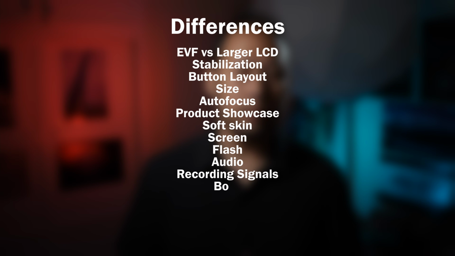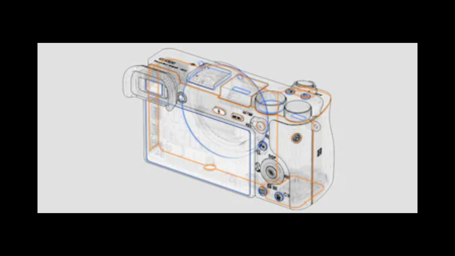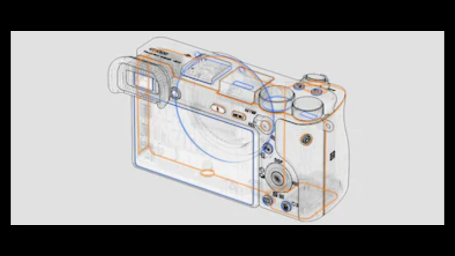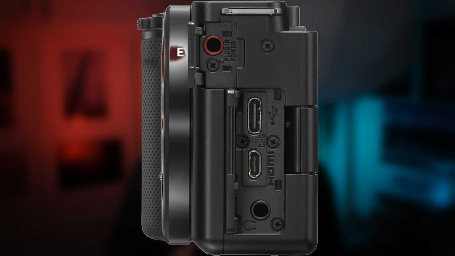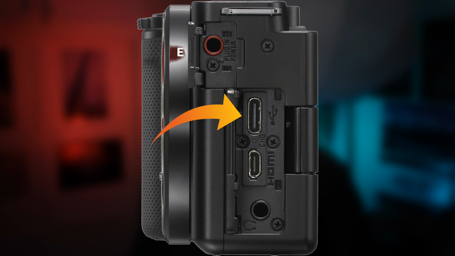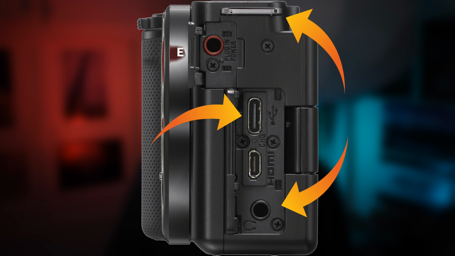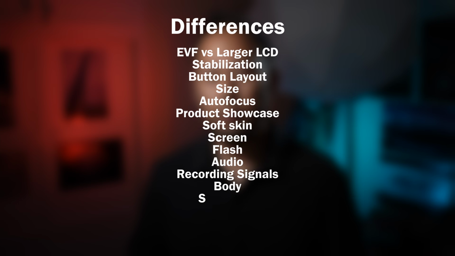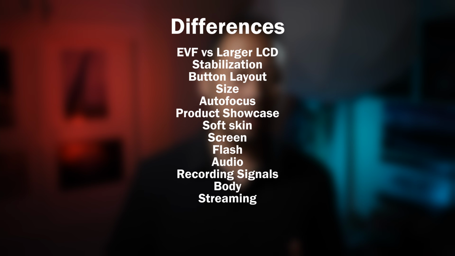Body differences. The A6400's weather resistance is nice, but not many APS-C lenses have the same level of resistance, and that feature is only as good as its weakest link. The ZV-E10 is improved with USB-C, headphone jack, and streamlined side lugs. No more flopping noisy connectors. Streaming: the ZV-E10 does video and audio through USB-C, while the A6400 does video only.